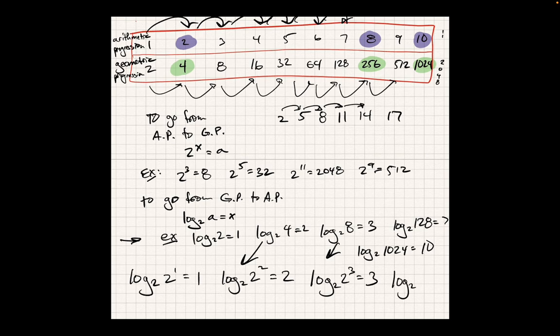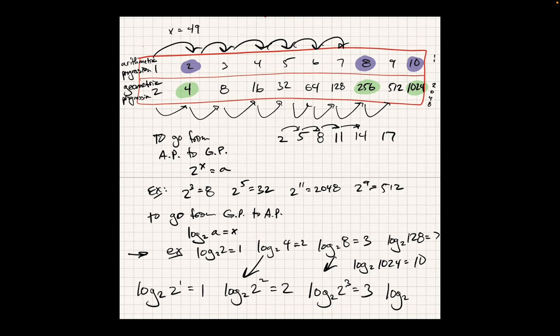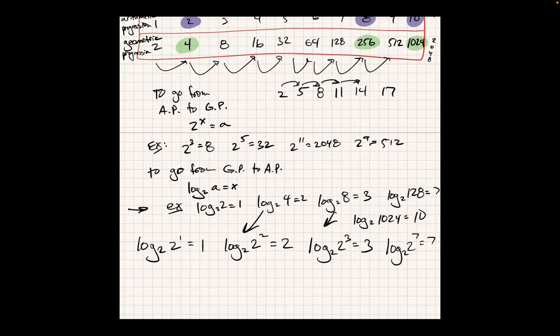Log base 2 of 2 to the 7, and what did it equal? 7. What's the pattern? The bases cancel, and you're just left with whatever the exponent is. It's like log base b of b to the n equals n.